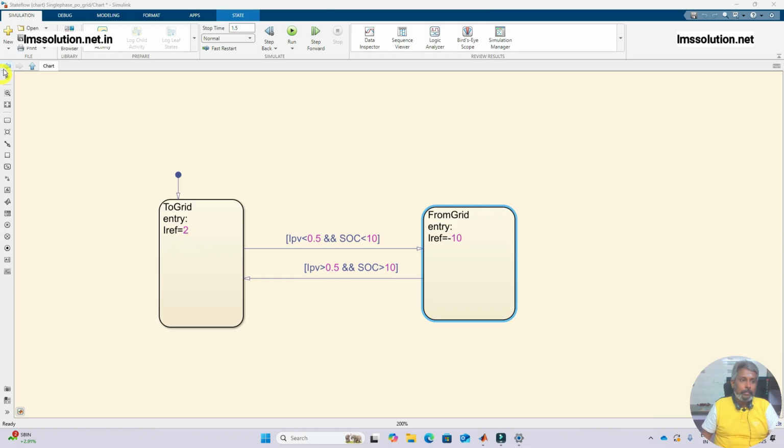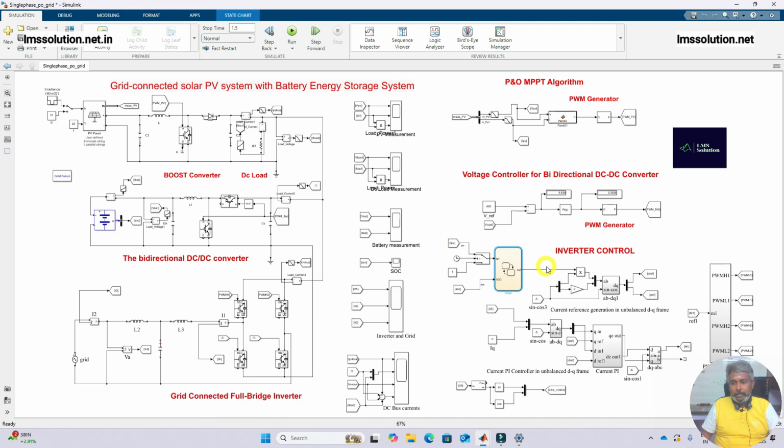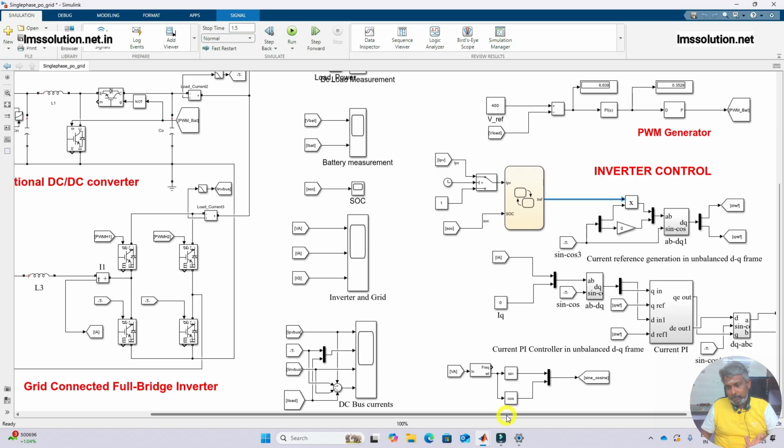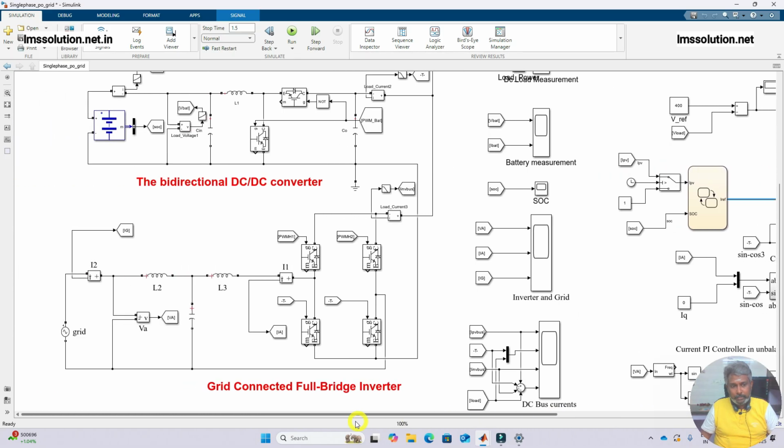Now we have the reference current. This is only a magnitude, right? To control the inverter, we need to convert that reference current magnitude into sinusoidal form. For that, we are going to calculate the sine and cosine waveforms. For that I am going to measure the grid voltage.